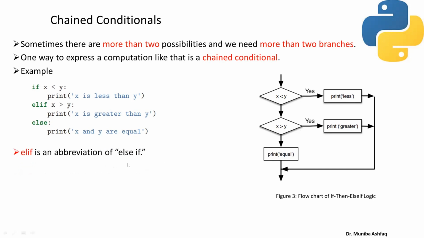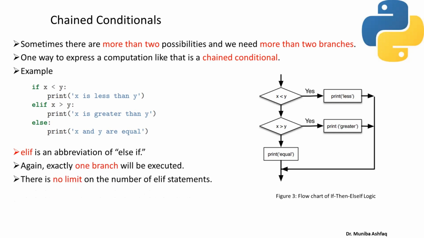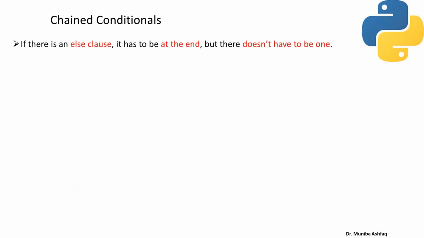Elif is an abbreviation for else if. Again, exactly one branch will be executed. There is no limit on the number of elif statements. If there is an else clause, it has to be at the end. So if you are going to talk about the else, then it has to be at the end, but there doesn't have to be one.